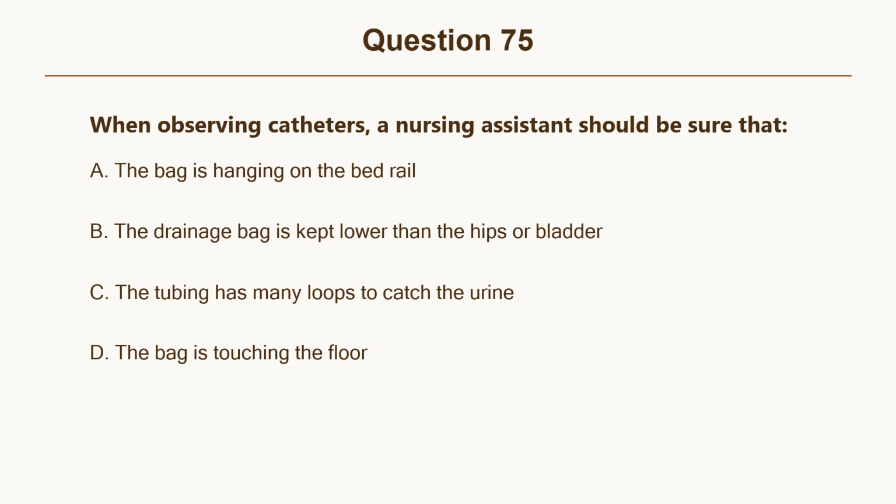Question 75. When observing catheters, a nursing assistant should be sure that: Option A, the bag is hanging on the bed rail. Option B, the drainage bag is kept lower than the hips or bladder. Option C, the tubing has many loops to catch the urine. Option D, the bag is touching the floor. The correct answer is option B, the drainage bag is kept lower than the hips or bladder.